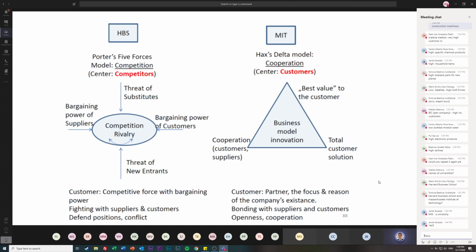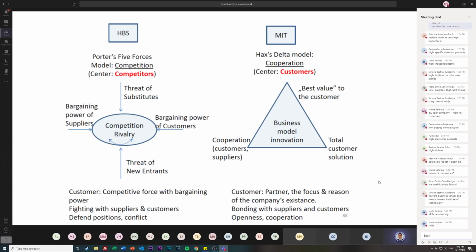Pedro is asking, are all of them for the external analysis? Yes, everything was connected with the external analysis. So, external analysis of the company. That's for sure.